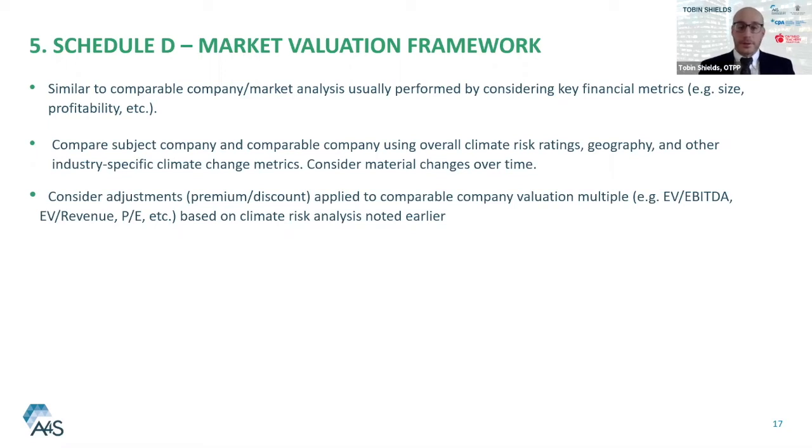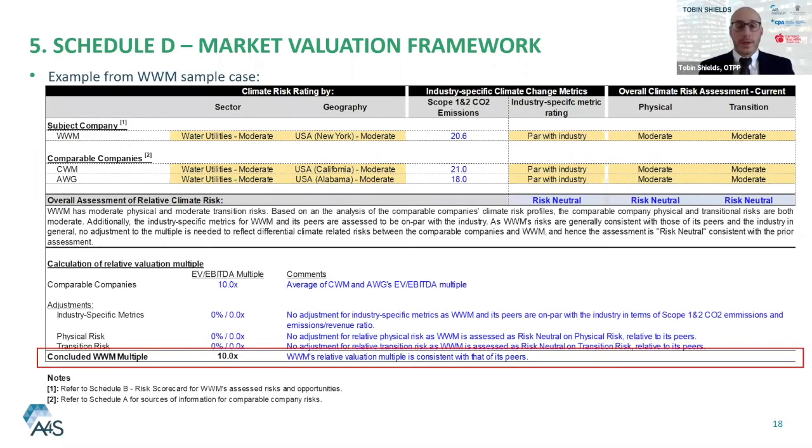In the case of wastewater management, its overall climate risks were considered comparable to its two core peers, and therefore no premiums or discounts to the multiple for climate change risks were applied. The schedule shows the assessment of the sector, water utilities, the local state geographies, as well as scope 1 and 2 CO2 emissions, and the overall assessment of physical and transition risks. The overall assessment rationale has also been documented.